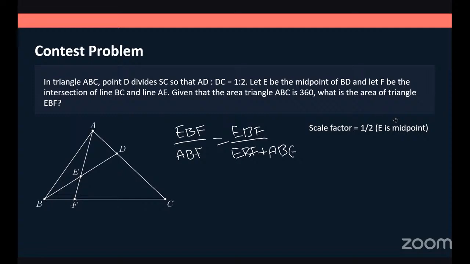And then we can plug in 60 for ABE because that's what we found as the area, which would just give us EBF over EBF plus 60. And we already know EBF over ABF would be 1/3 because of how we've done the proportions to get from here to here. So this would just equal 1/3, and then equating it would tell us EBF is 30. And that's how we get the area.